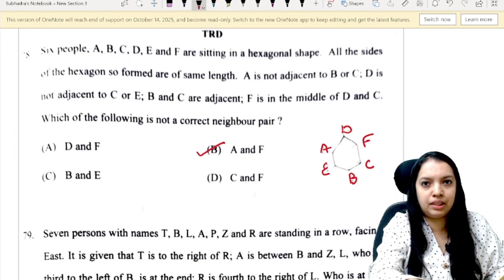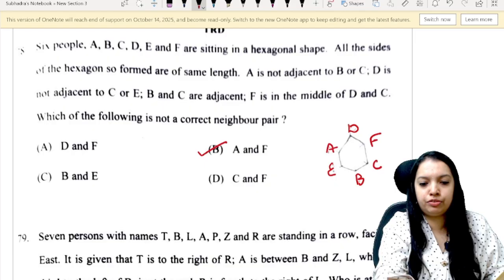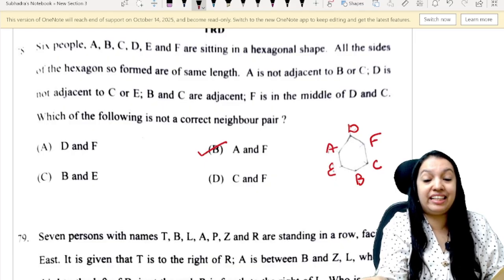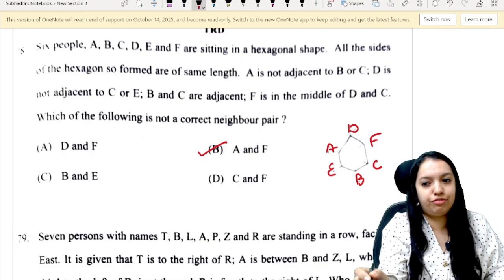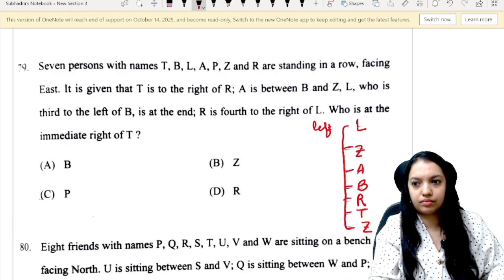Next is also a simple arrangement question where which of them are not neighbors. D, F is a neighbor, B is a neighbor, A, D, F are there. So A, F is not the neighbor of each other.